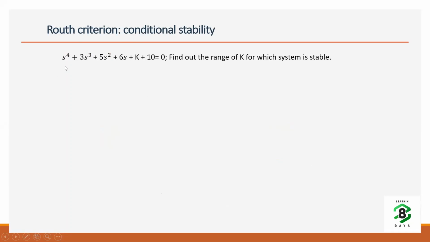I have a characteristic equation where I have a variable which is called k over here. So you have s to the power 4, s cube, s square, s, but then you have a term which is variable k. Now what you may be interested in is: what is the range of k for which the system is stable.